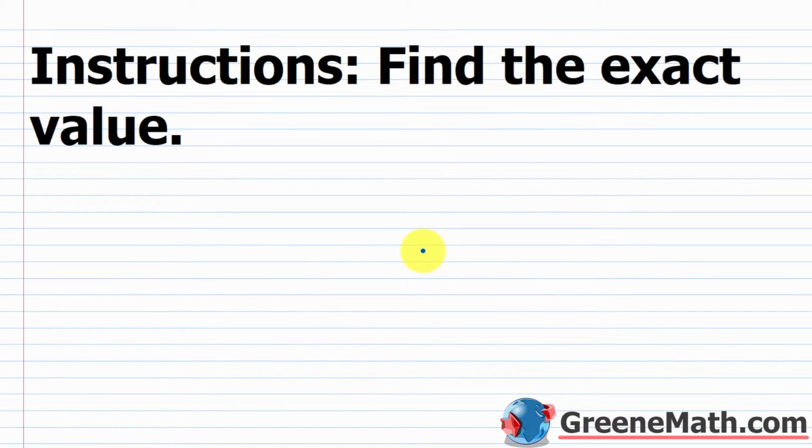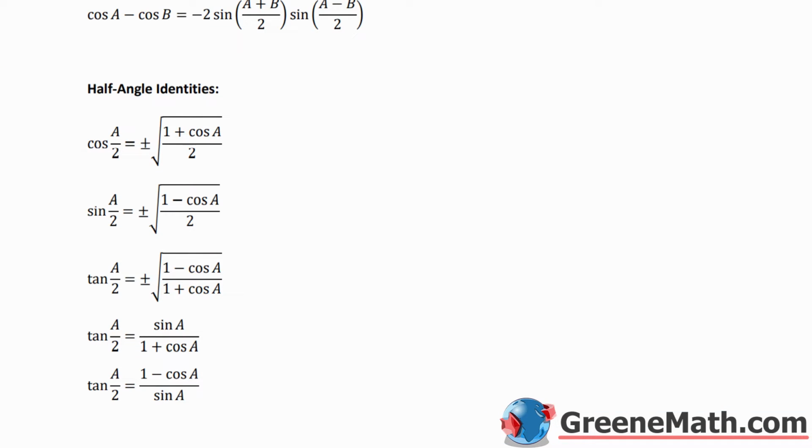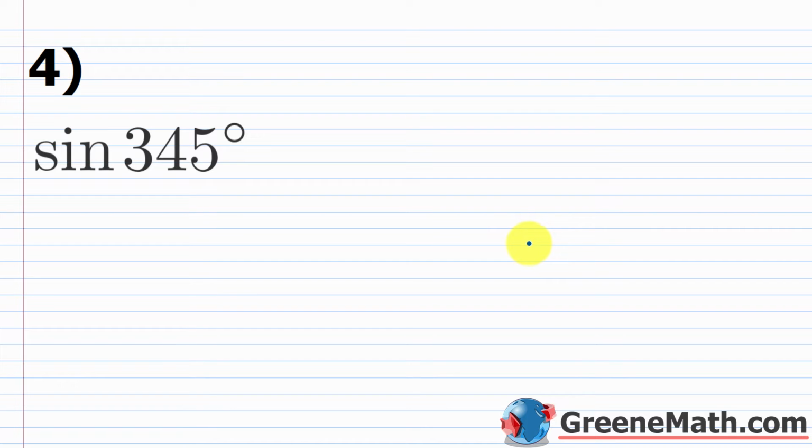All right, for the next few problems, the instructions tell us to find the exact value. And for problem 4, we have the sine of 345 degrees. So for this one, you could use your half angle identity. Again, the sine of a over 2 is equal to this plus or minus the square root of 1 minus the cosine of a over 2. But what you would want to do first is think about, okay, if I want to use a over 2, well, I need to double this first and then divide by 2. But in this particular case, if I double 345 degrees, I'm going to end up with 690 degrees, and I like to work with something that's between 0 and 360 degrees.